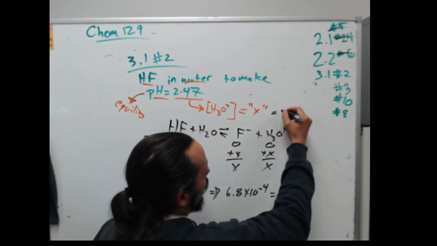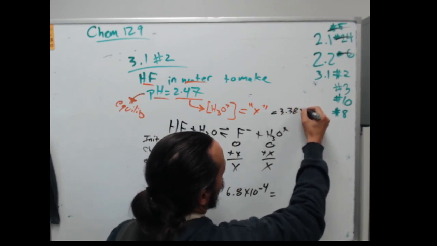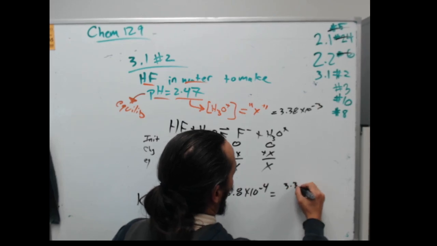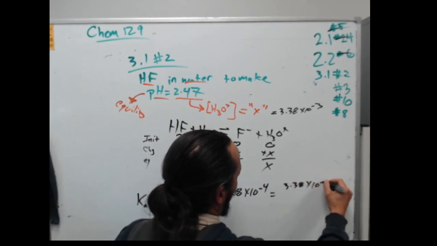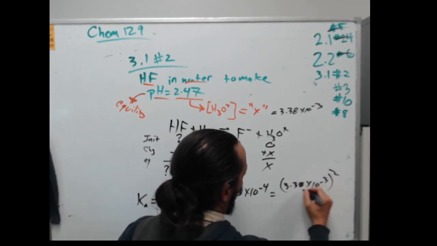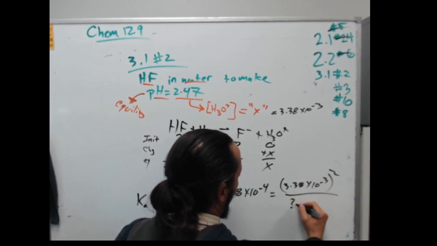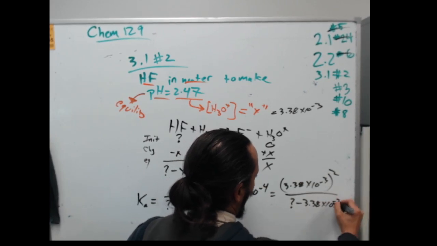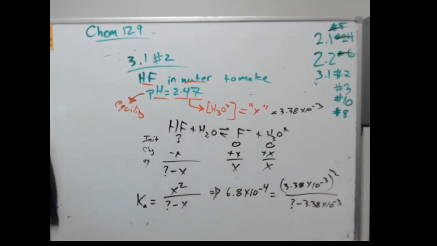.38 times 10 to the minus 3. So this is going to give us 3.38 times 10 to the minus 3 squared divided by whatever that question mark is, minus 3.38 times 10 to the minus 3. Notice I end up with only one variable to solve for. Mathematical operation order matters and can make our life easier.